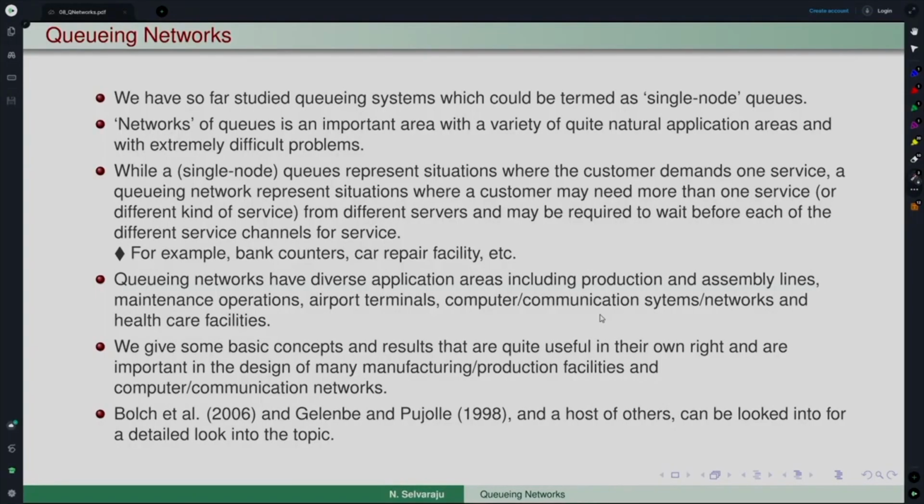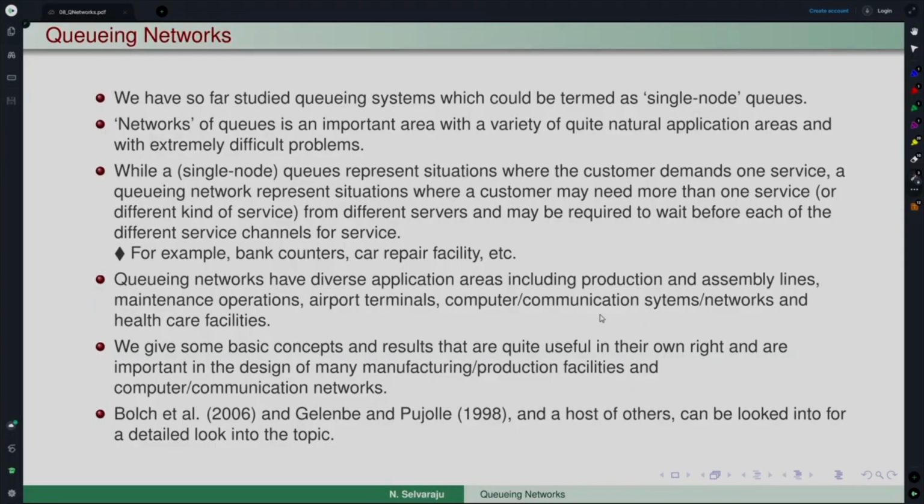So, what we give here are certain basic concepts, and they result in a very simplified setup, that is what we are going to consider, but they are also useful in their own right, and they do throw enough light on the behavior of such queuing networks. In general, what you can expect and what you have to look for in such queuing networks, it will exhibit these ideas here, and again this itself is important in the design of many manufacturing or production facilities or computer communication networks and so on.